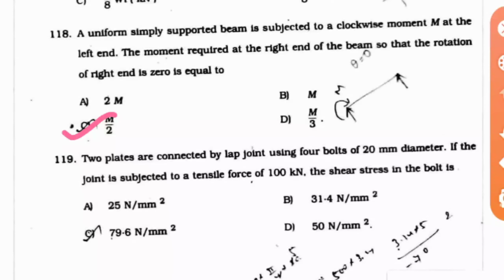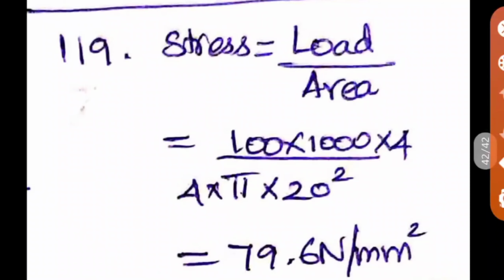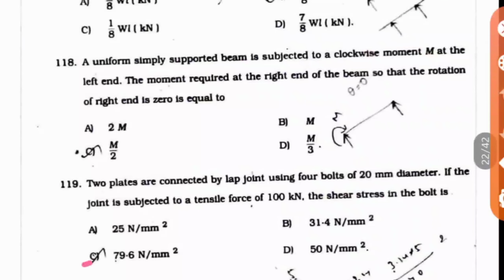Question 119. Two plates are connected by lap joint using 4 bolts of 20 mm diameter. If the joint is subjected to a tensile force of 100 kN, the shear stress is what? So here it is the direct multiplication only, that is force divided by area will give you shear stress. The load is 100 kN, so 100 into 1000, I have converted to Newton, and then area is pi/4 into 20 square, and they have given 4 bolts, so I have multiplied with 4 here. So the answer is 79.6 Newton per mm square. So option C is the answer.